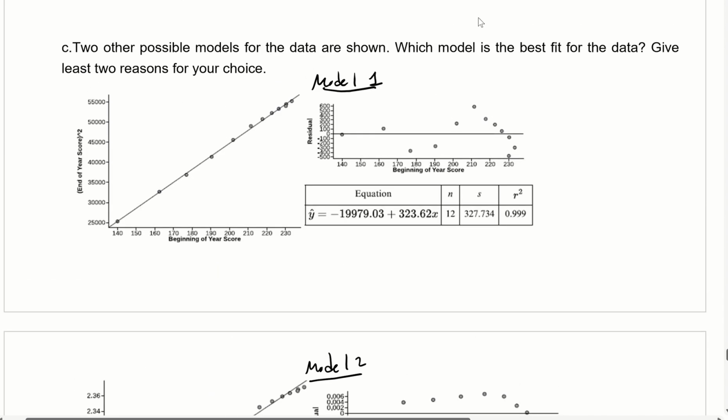Okay, so let's look at it. This looks to be some kind of model here. It looks like they did a squared model, like they did y squared here versus x. So that's interesting. But look at that curved pattern. So it doesn't look very good.